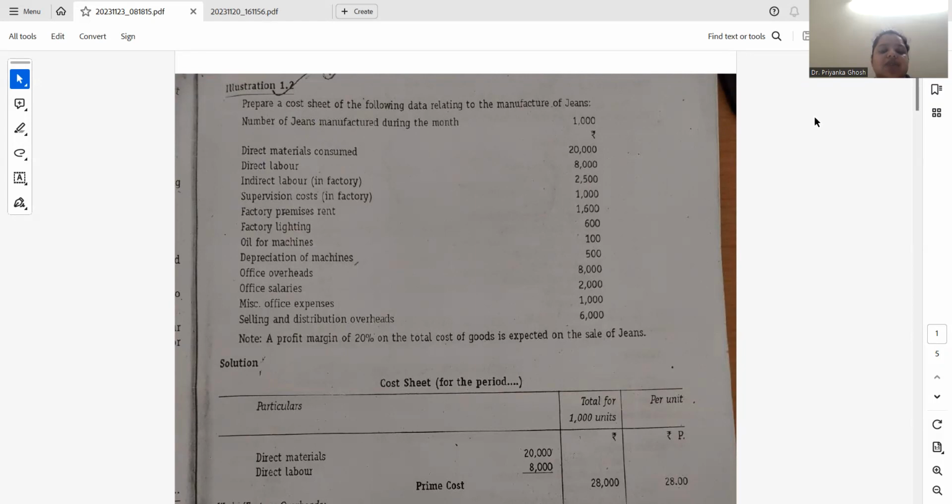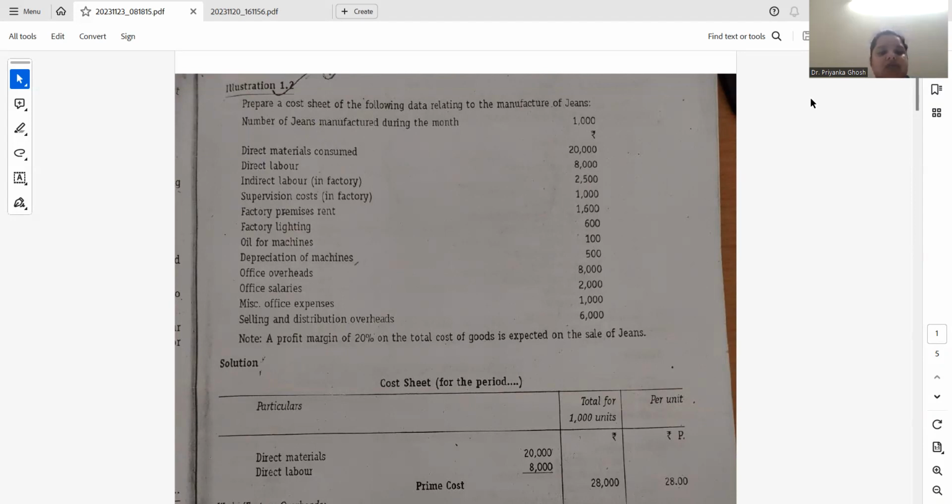So when we are going to prepare the cost sheet statement, we should always start with the direct material. With the direct materials, when we add the direct labor, we get the prime cost. After the prime cost, we should add different kinds of overheads like factory overheads. Under factory overhead, all the expenses related to the factory will be recorded.